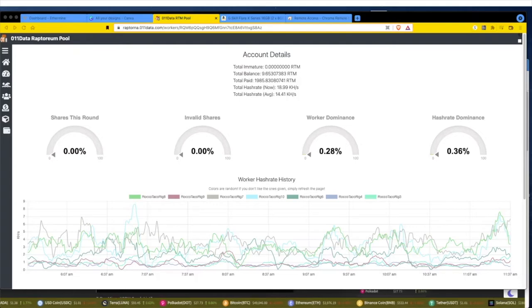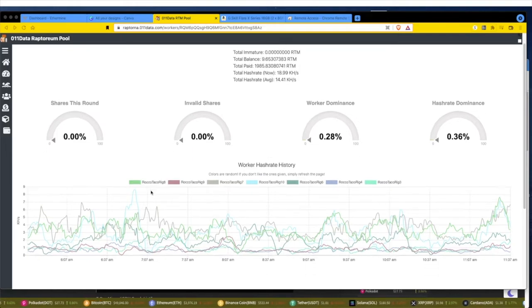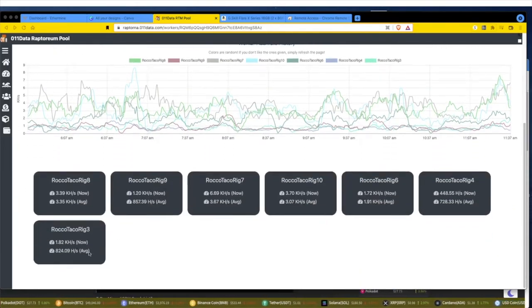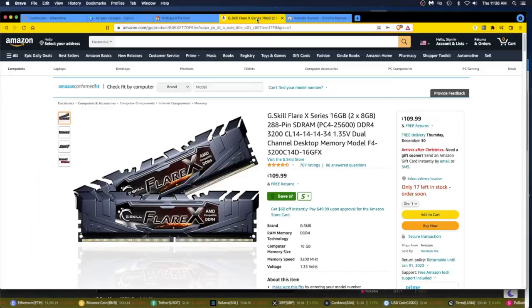Hey, let's do a little Raptoreum CPU mining update and the effects of adding the new DDR4 3200 CL14 memory. It did improve the average hash rate on rig number 8. The average went up a little bit, so this memory did improve on the other 3200 memory I had. This is the memory I have added right here. I'll post a link below if you want to check it out. The key thing was the CL14 right there, guys. That was key, and it did actually improve the average hash rate for Raptoreum mining.